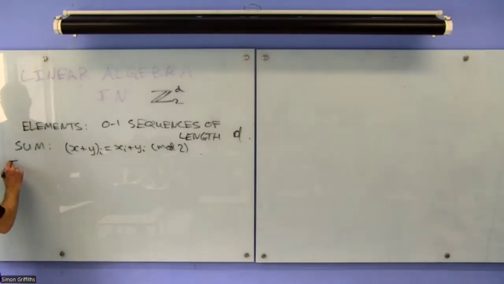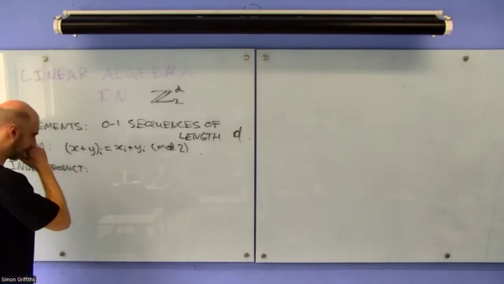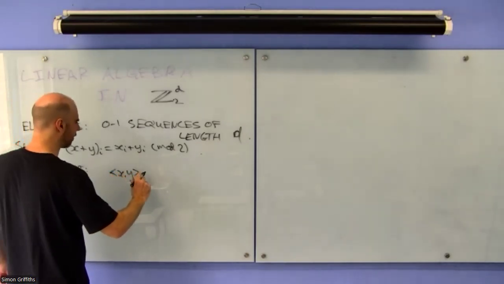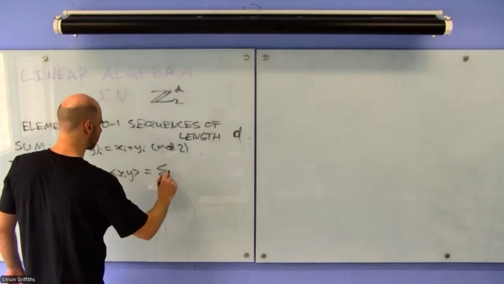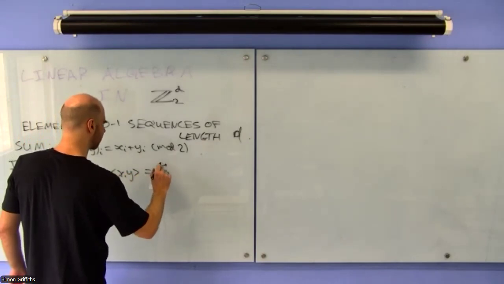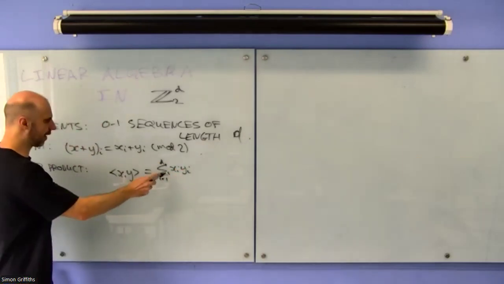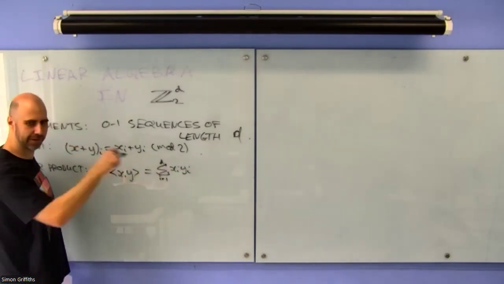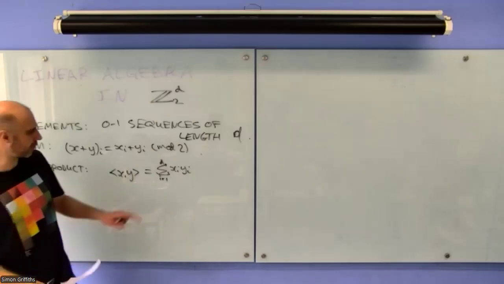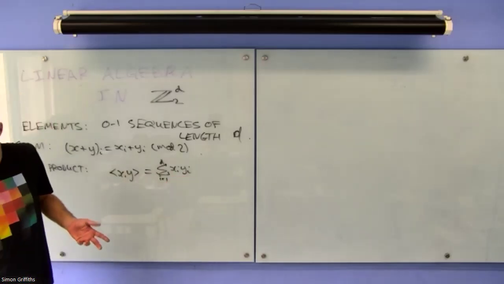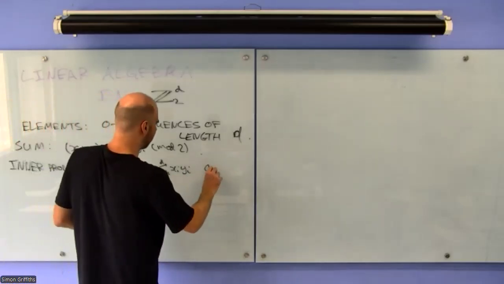And there's an inner product. So the inner product of x and y, it's what you think, it's just the sum over all coordinates of xi yi. Really, what this means is you get 1 whenever they are both equal to 1. Otherwise, you get 0. The other 3 cases, you get 0.